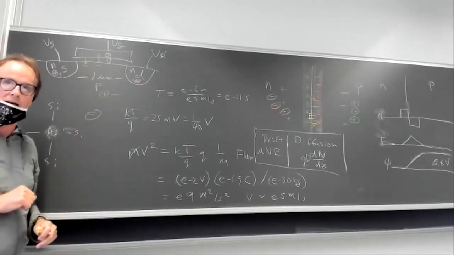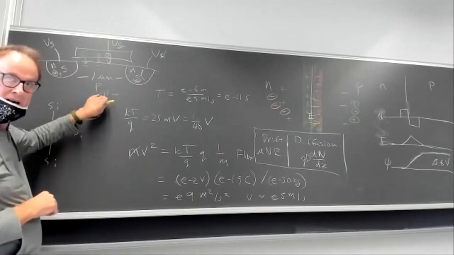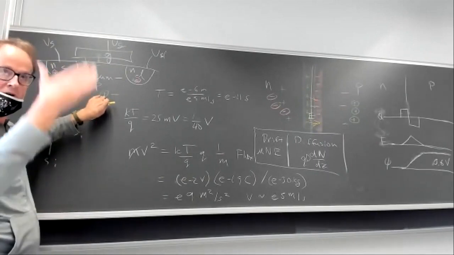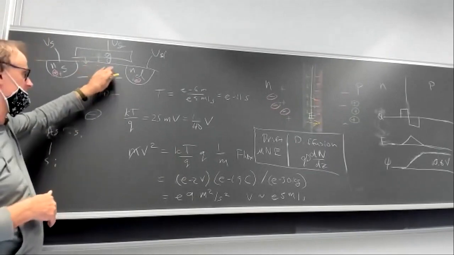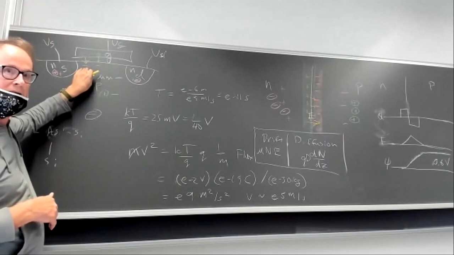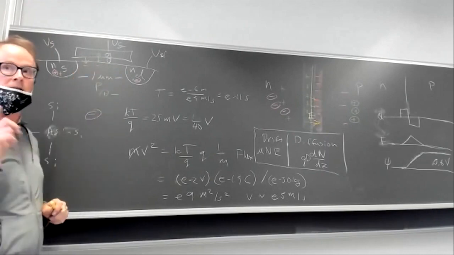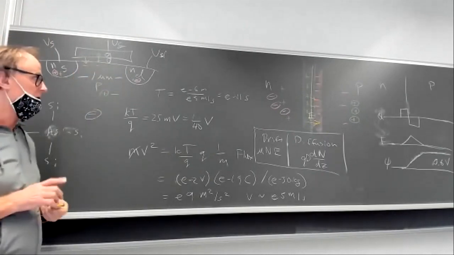Why have you depleted it? Because it started out P-type, and you've gotten rid of the P's by pushing the holes away, so now it's depleted. There are just these fixed ions. That's the first region, and that's the subthreshold region of operation.